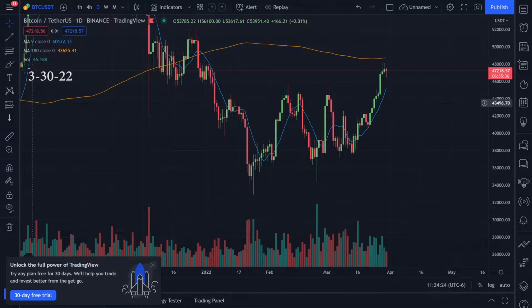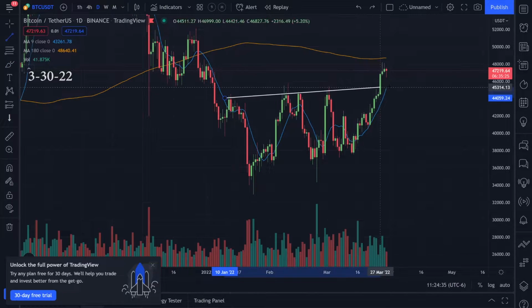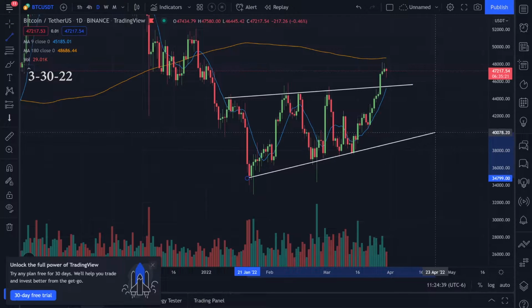Let's take a look at the chart action for Bitcoin. Okay, so here's what I was looking at. We had resistance, resistance, resistance, support, support, support. I was watching this pattern. It was kind of like a triangle pattern. We had a top trend line like this, and then we had a bottom trend line like this.